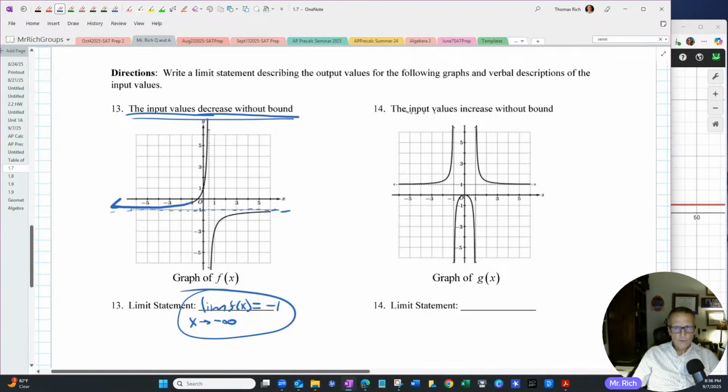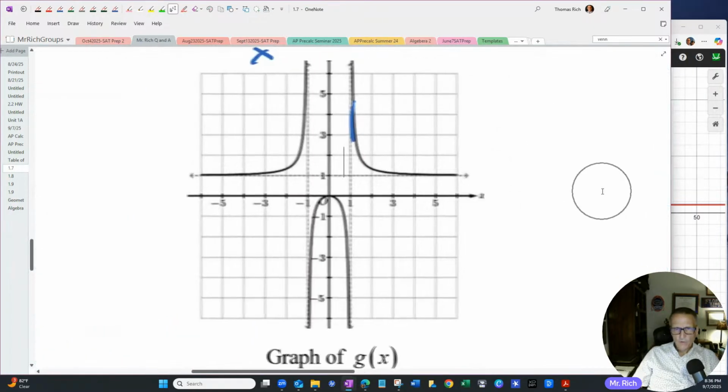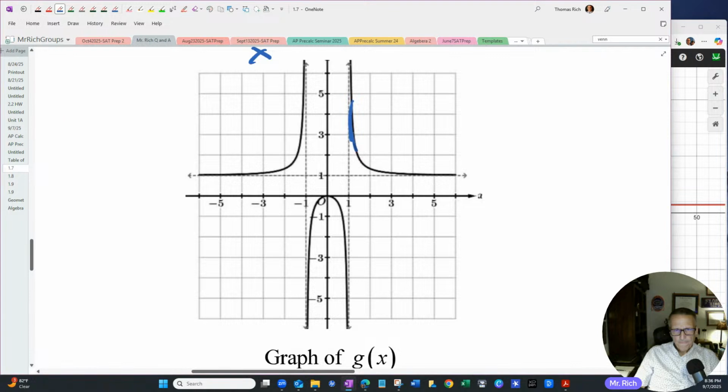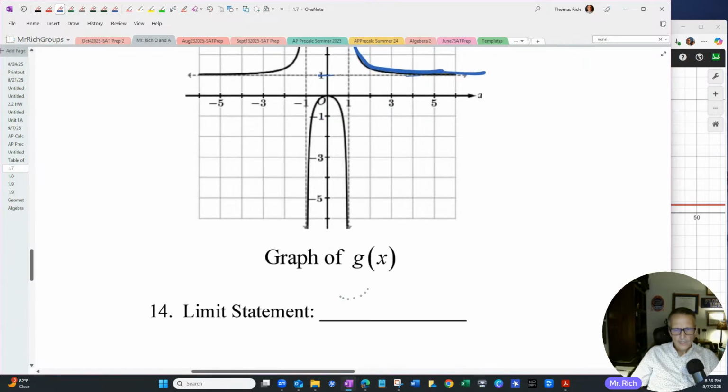This one says the input values increase. Inputs are the x's. So as the x's increase, meaning as you go to the right, what's happening? Well, that means you're traveling along this section of the graph right here. So as the input values increase, the outputs are getting infinitely close to the number 1. So we could say the limit as x goes to infinity of g of x is equal to the number 1.